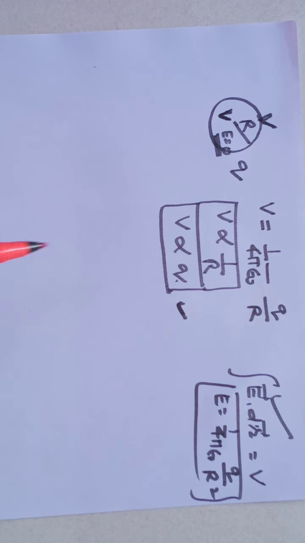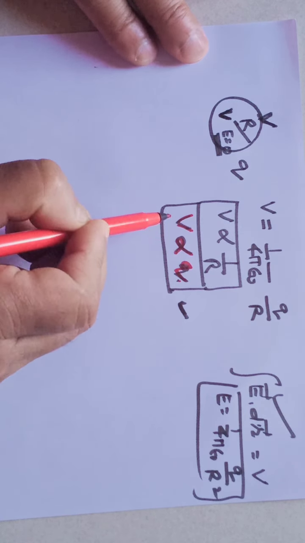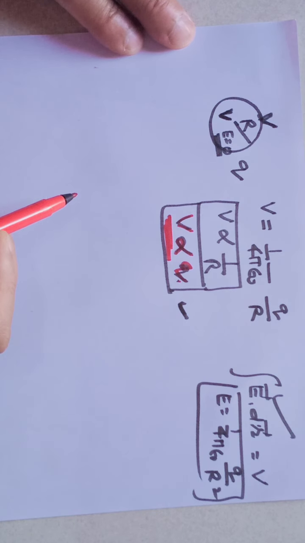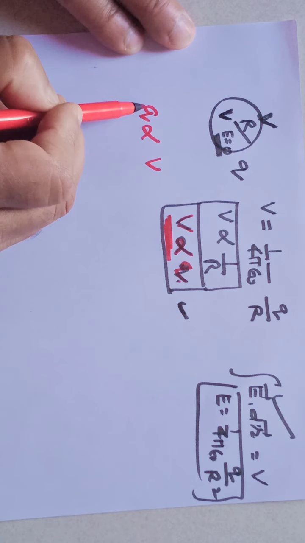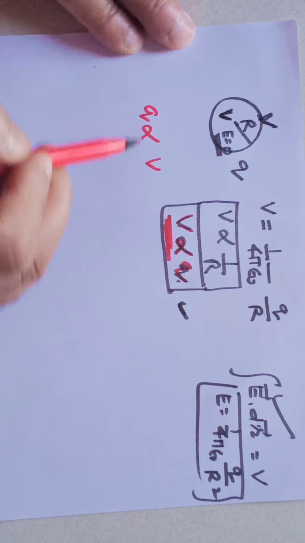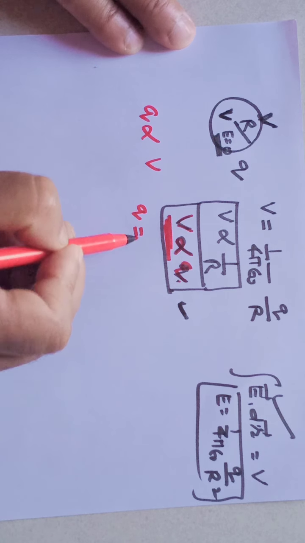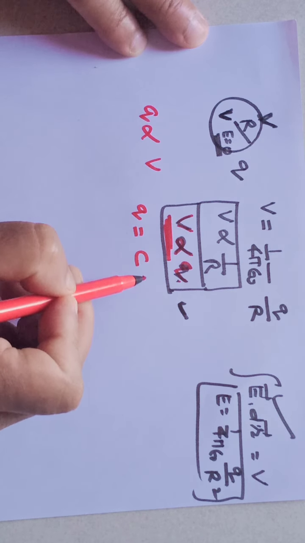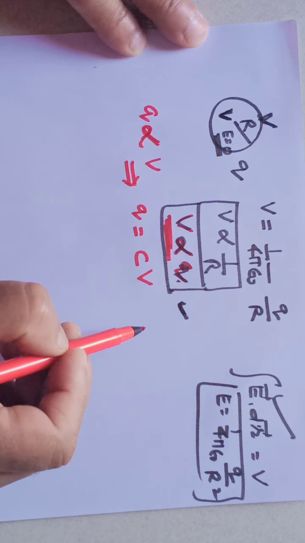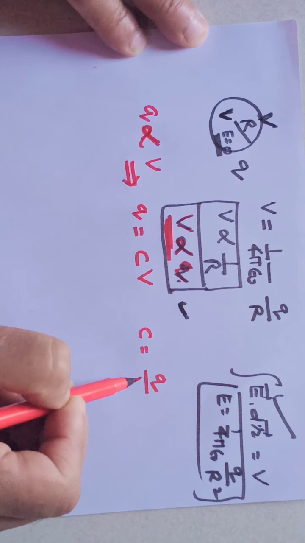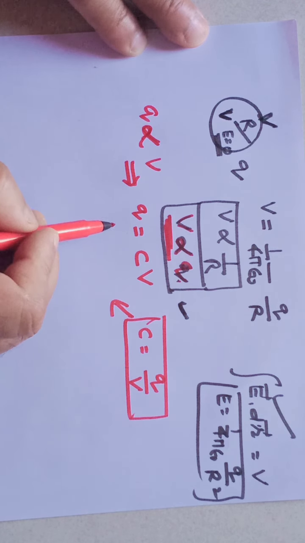Now, if charge is given to this conductor, then the potential increases, or we can say Q is proportional to V also. The potential develops, charge also increases. Charge is given, potential increases. So here we write a constant C into V, to remove this sign of proportionality. So C comes out to be Q upon V. This C is the electrical capacitance of the conductor.